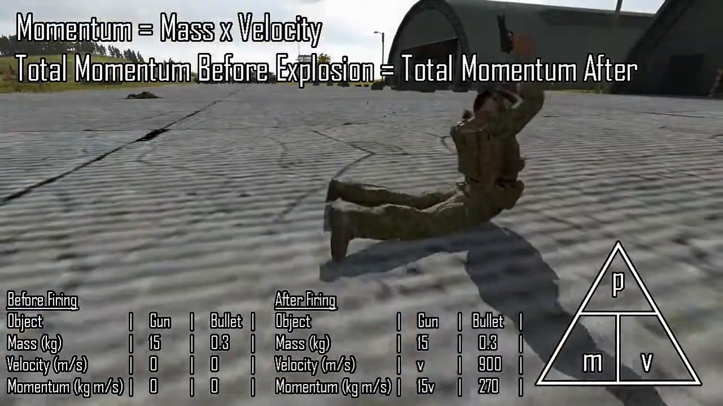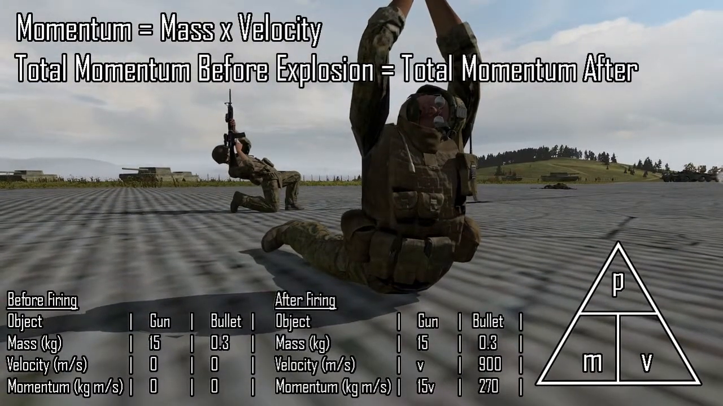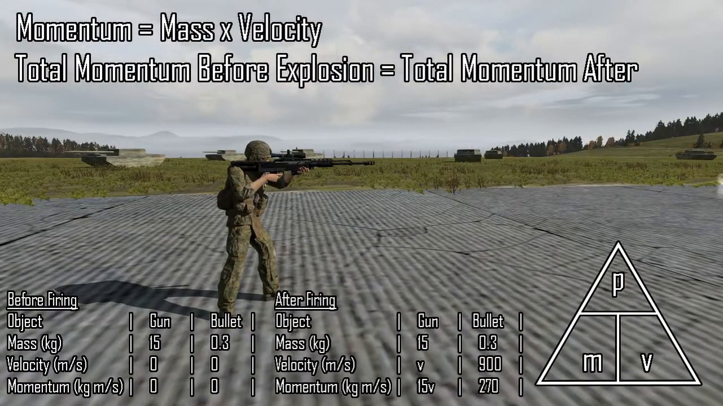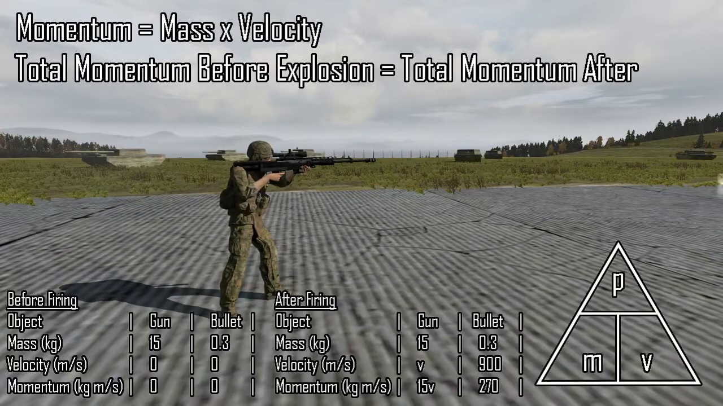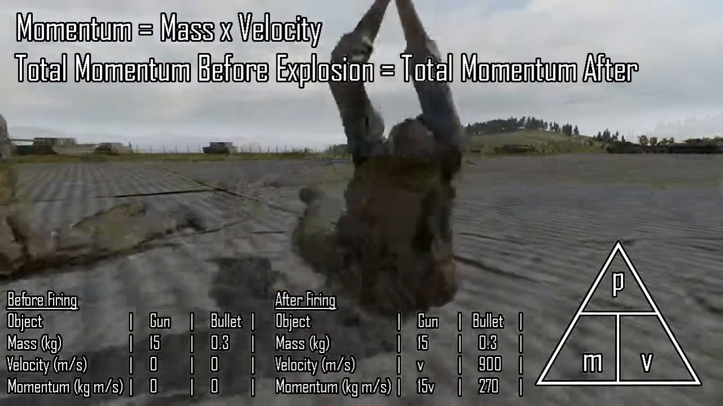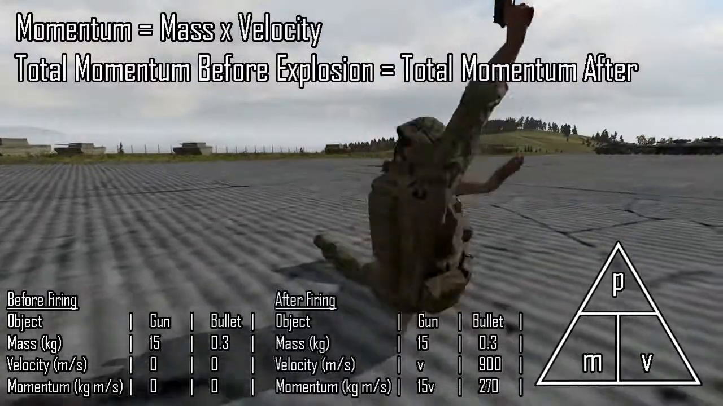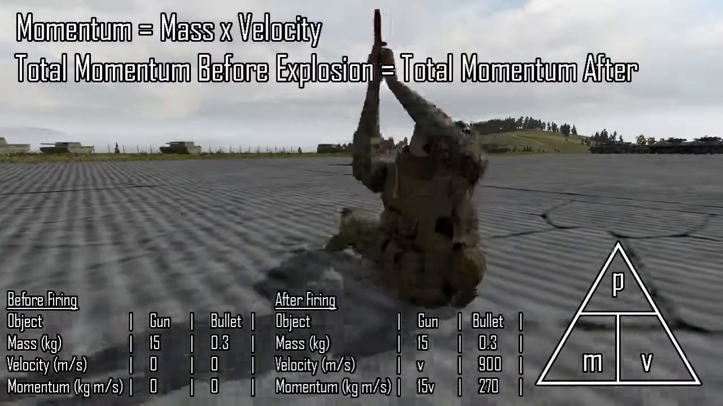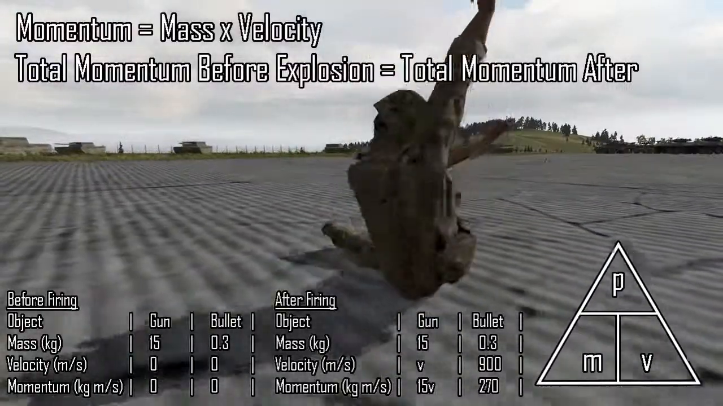After the gun is fired, using the same method we've used previously, we can work out the total velocity after the explosion. The masses of the gun and bullet of course remain the same, but now we know the bullet has a velocity of 900 meters per second, meaning we can calculate the total momentum of the bullet as 270 kilogram meters per second. We'll use this information to work out the velocity of the gun itself. For now, we'll label the velocity of the gun as v, meaning the momentum is 15v.